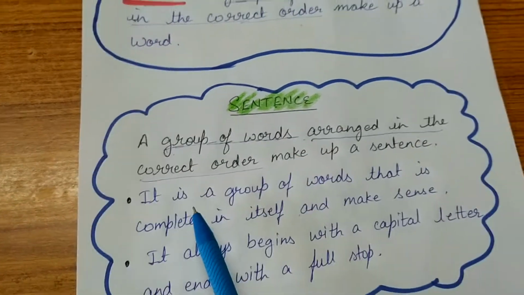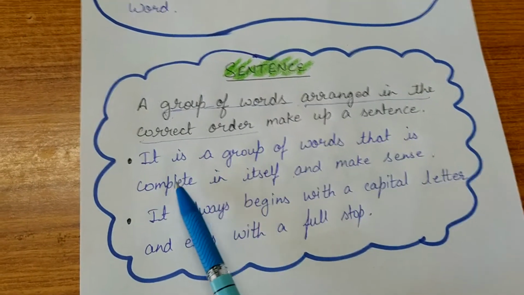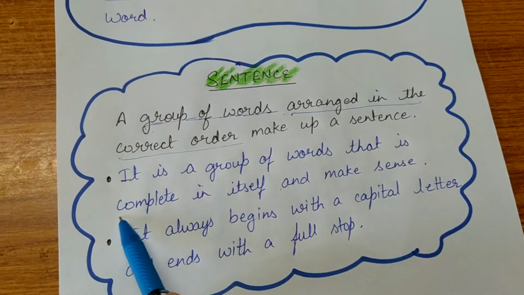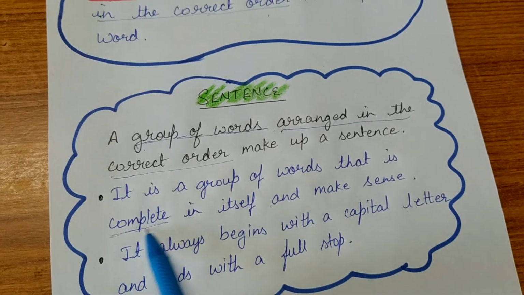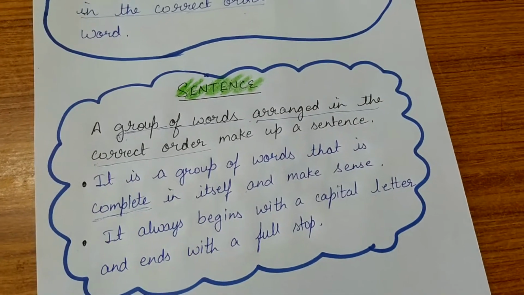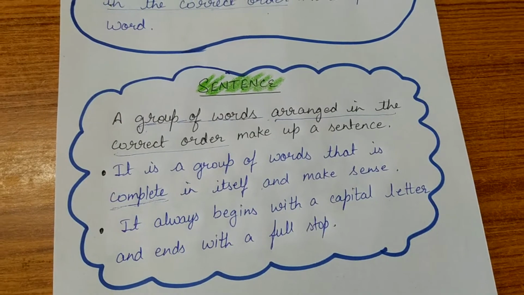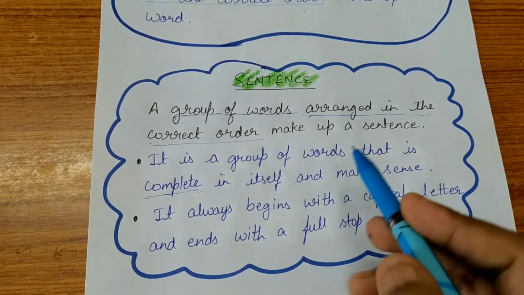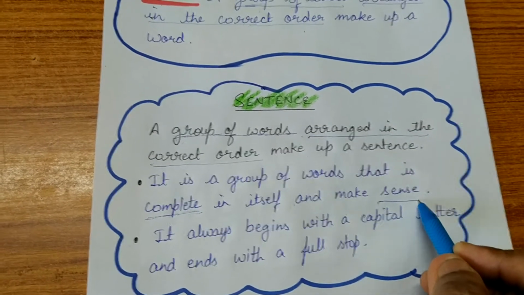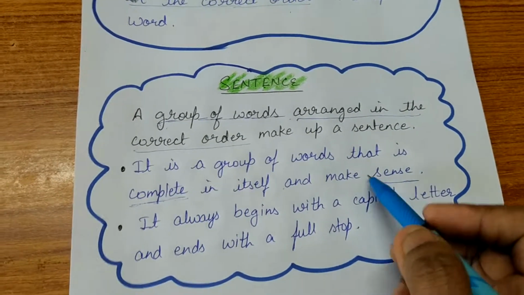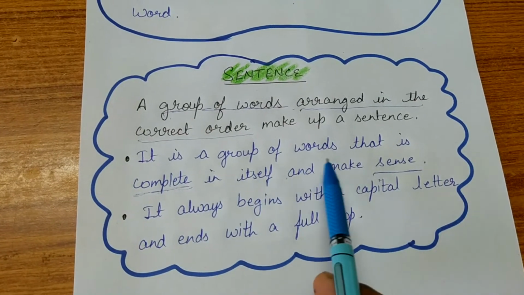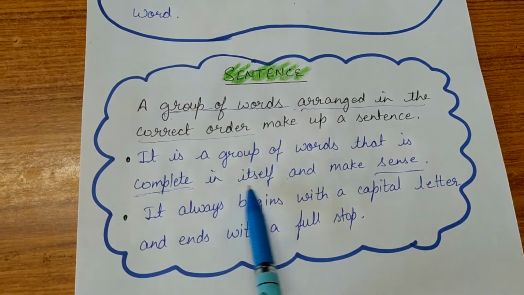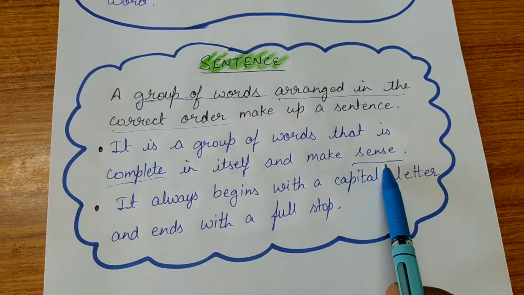So next, some other points are also there related to a sentence. It is a group of words that is complete. Remember this thing, when I am writing a sentence and it is not complete, that means it is not a sentence. It is complete in itself and makes sense. With completion, it must make sense. Okay, I am repeating the point. It is a group of words that is complete in itself and makes sense.